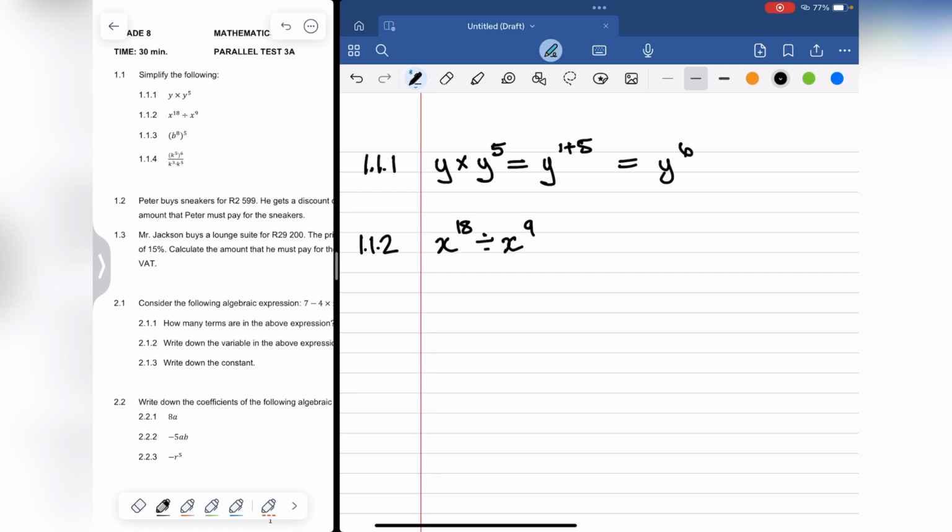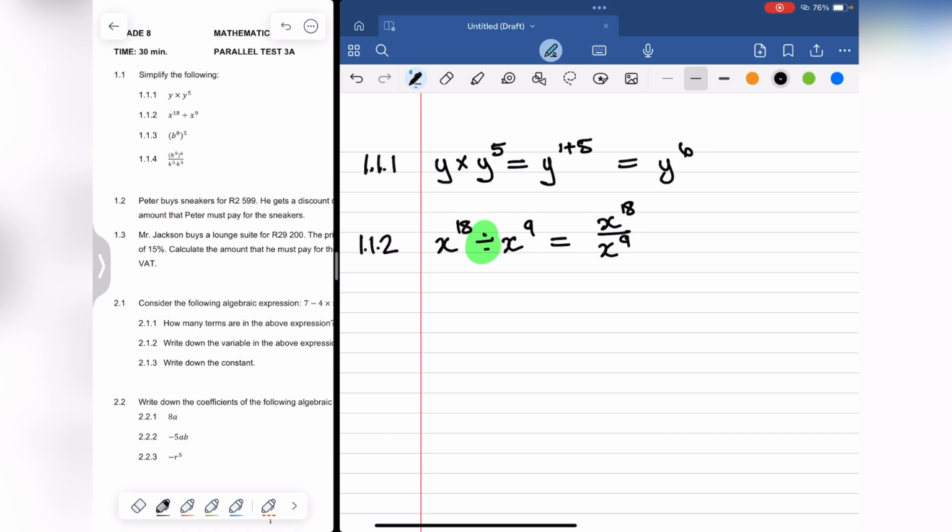1.1.2, x to the power 18 divided by x to the power 9. If you recall back to our previous discussion in class test 3A rather, we noted that it is always better to write a division sum. So in other words, here where you have a division symbol, it is preferable that we write this over as a fraction. So x to the power 18 over x to the power 9.